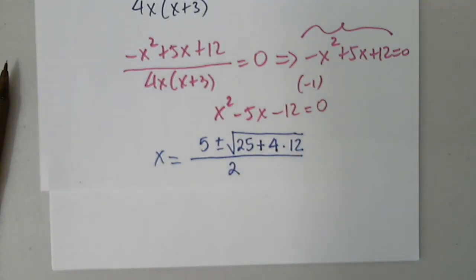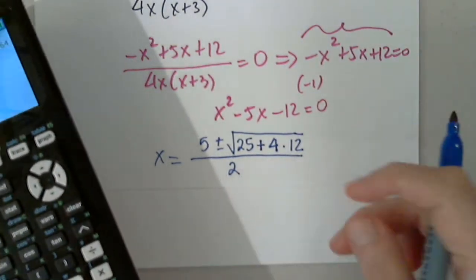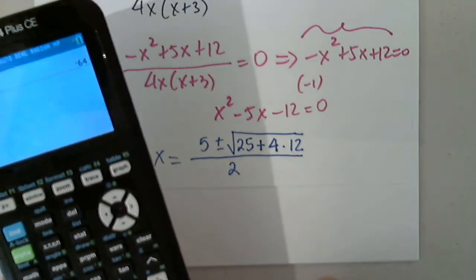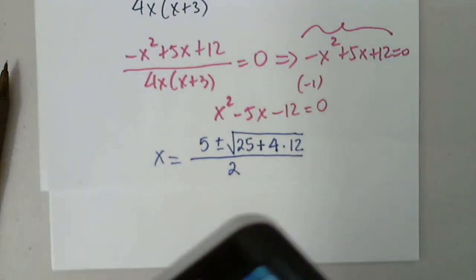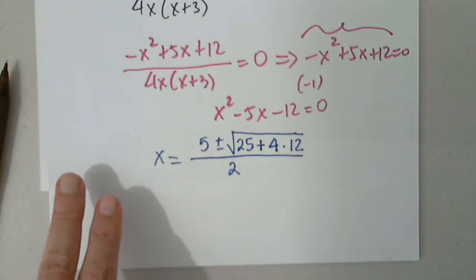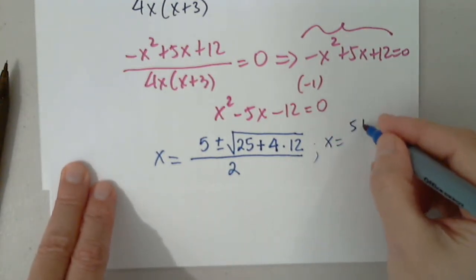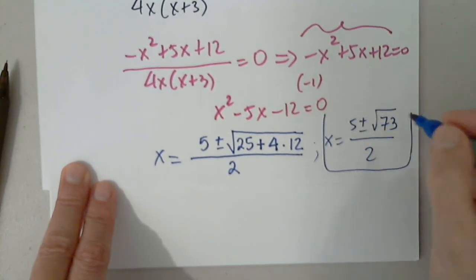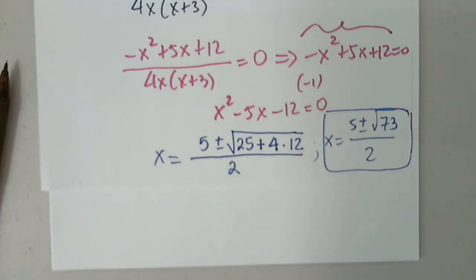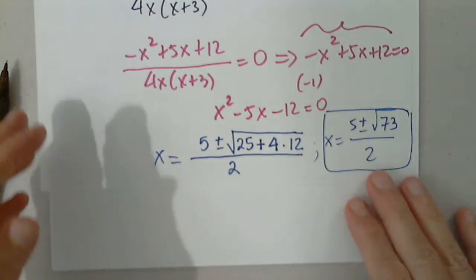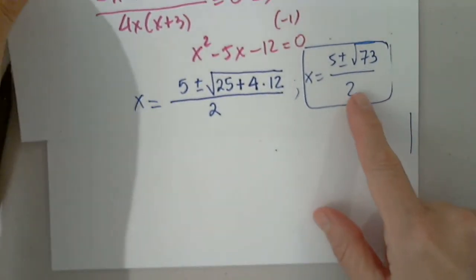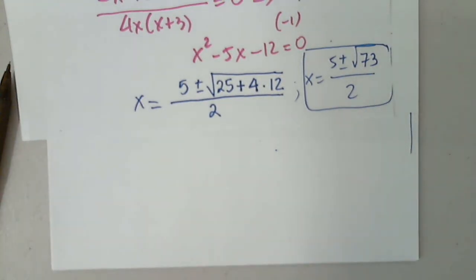I will perform the operations. If you want, you can use a calculator, there is no need. So plus 4 times 12, which is 48, but anyway, and I get 73. So the final answer, x equals 5 plus or minus the square root of 73 divided by 2. There is no need to separate them in writing. My lab math will ask you to. My only thought is, are they restricted? No, they are not. None of them is 0 or negative 3, so these are the solutions.